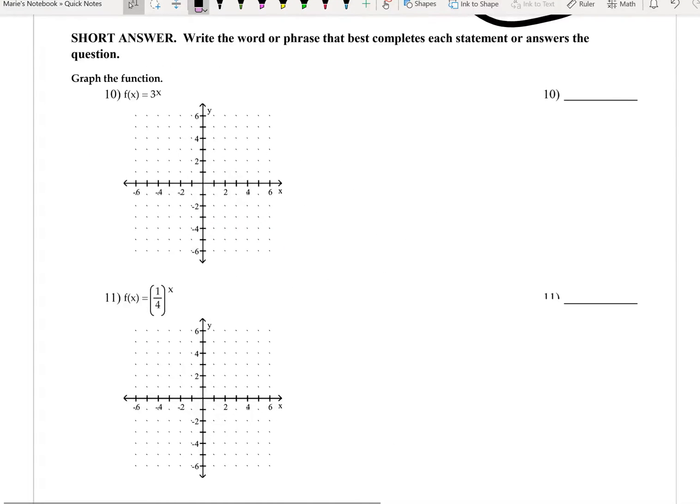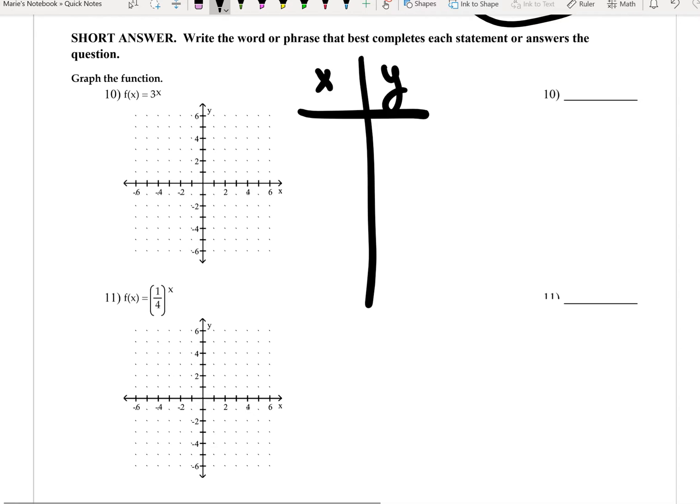Alright, so this next section is going to be about graphing. And so when you graph, here's what I want you to do. I want you to remember that we always start with creating a little table with x and y. I also want to remind you that anything to the 0 power becomes 1. So the 3 to the 0 is 1. And so when x is 0, y is 1.